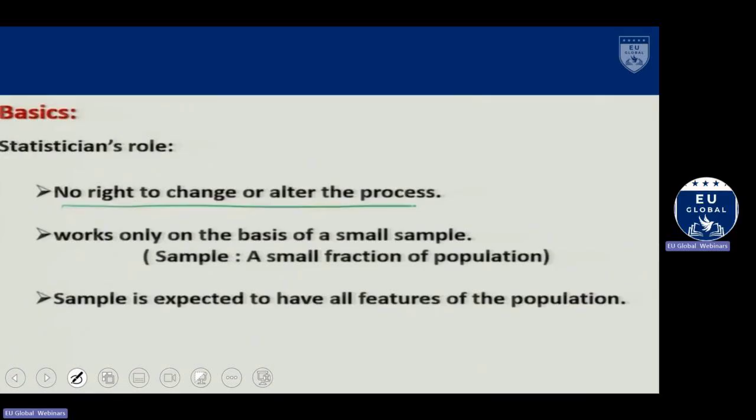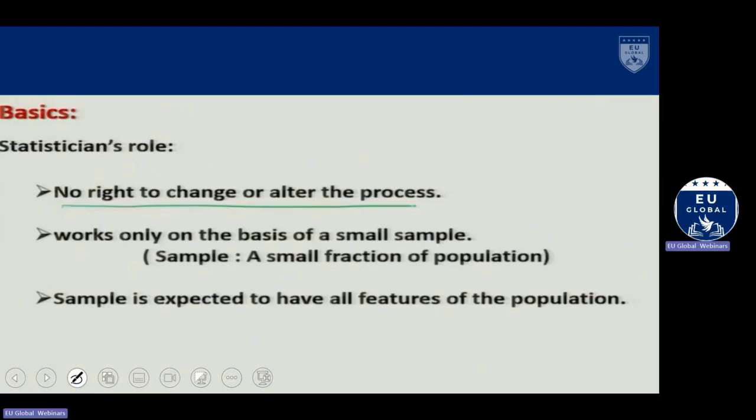Now, the statistician's role. When a statistician is working on data or on any model, these are the rules that he follows. He cannot change or alter a process. That is not possible for a statistician. Whatever is happening will continue to happen. A statistician cannot change or alter the process. A statistician works only on the basis of a sample.